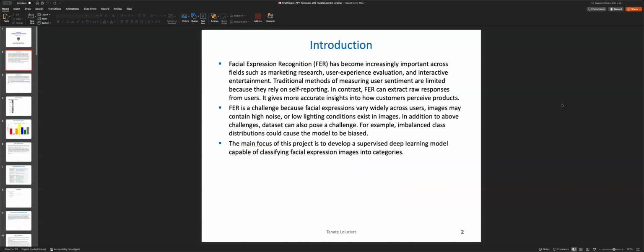Facial expression recognition has become increasingly important across fields, but the traditional methods are limited because they rely on self-reporting. As a result, we need a better way to recognize the user's expression. So in this project, my main focus is to develop a supervised deep learning model capable of classifying facial expression images into categories.